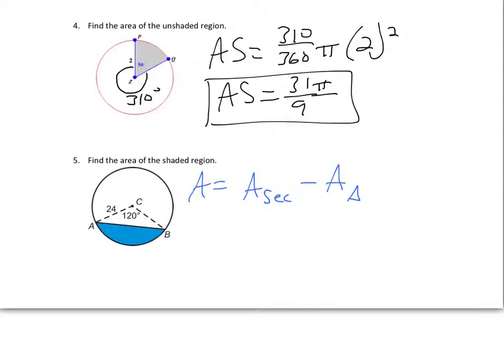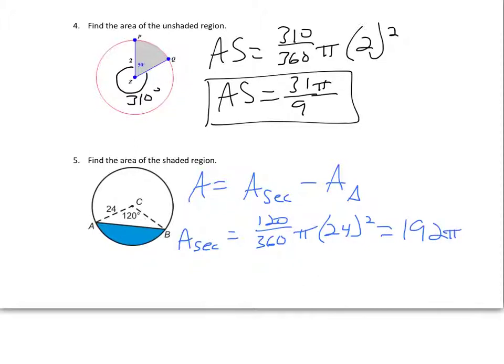Okay, so let's start with finding the area of the sector. The area of the sector is pretty easy because they give us everything we need. So, area of the sector equals theta, which is 120 over 360, times pi times 24 squared. We could just type right in our calculator, 24 squared times 120 divided by 360, and it gives us 192. So we have 192 pi.